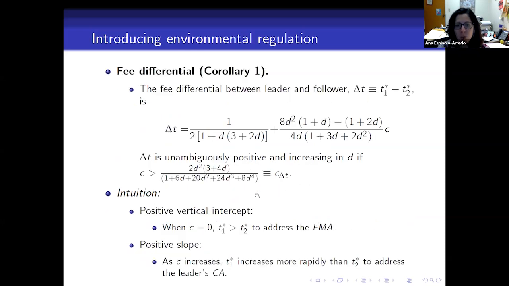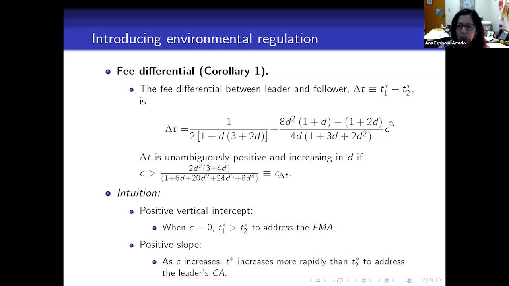All right, so now we want to understand the difference between the emission fee that the leader faces and the emission fee that the follower faces. When we take that difference, we observe that it is unambiguously positive. So now we present that difference again as this line, in which we have the intercept and the slope of the line. The reason we are doing that is that we know it's positive, but we want to learn more about how this difference is affected by the first mover advantage and the leader's cost advantage.